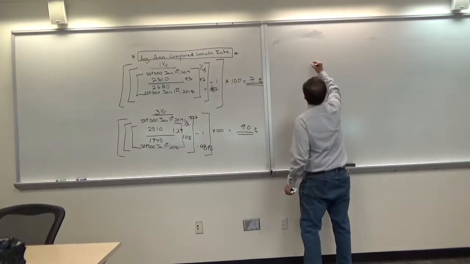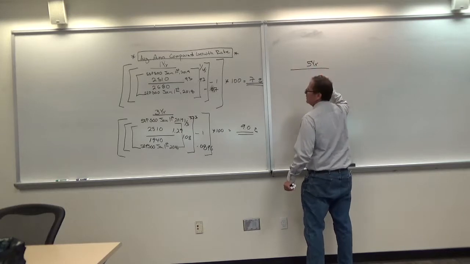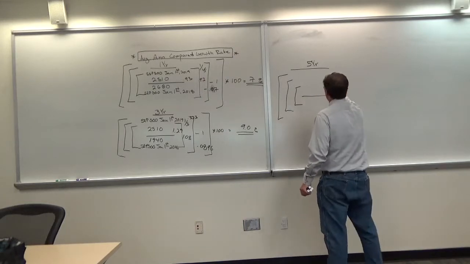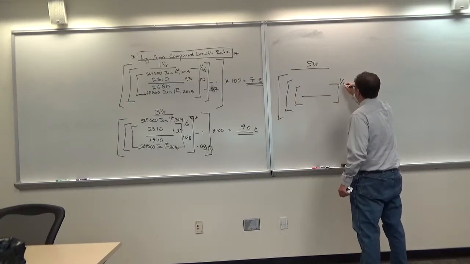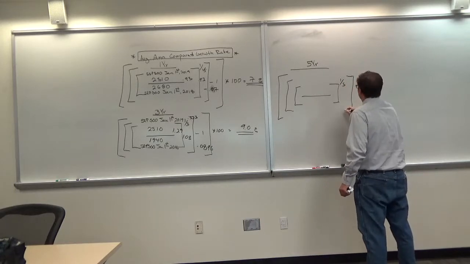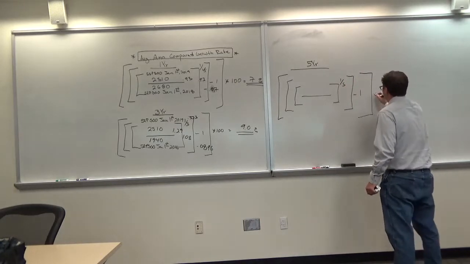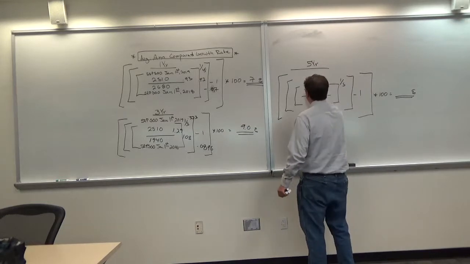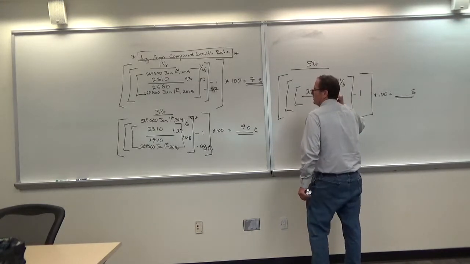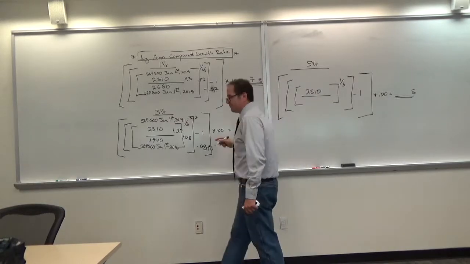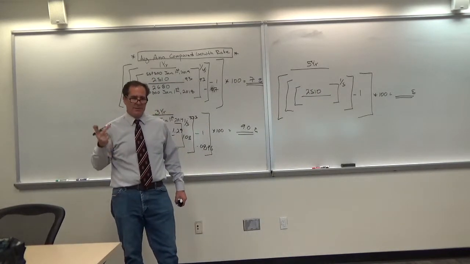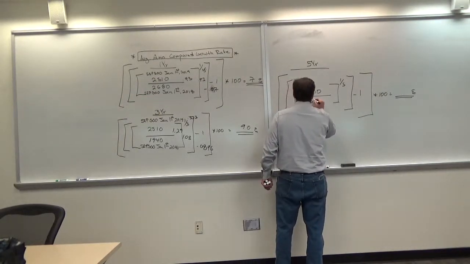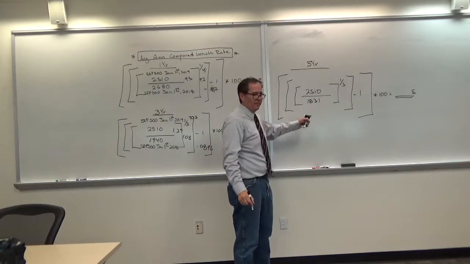Let's do the 5 year. 1, 2, 3, boom, boom. 1 to the 5th, minus 1, times 100 equals. We know that this is 2510. And then what was it? 2019, 2018, 2017, 2016, 2015, 2014. So what was it in January 2014? 1831. What's 2510 divided by 1831?